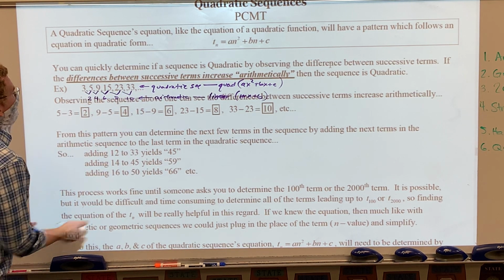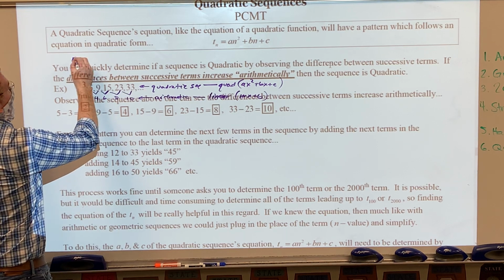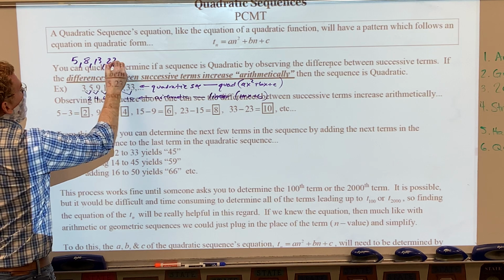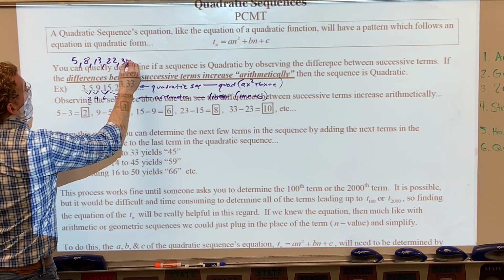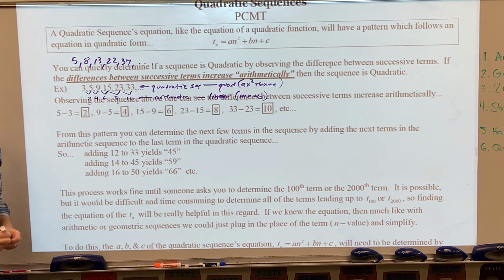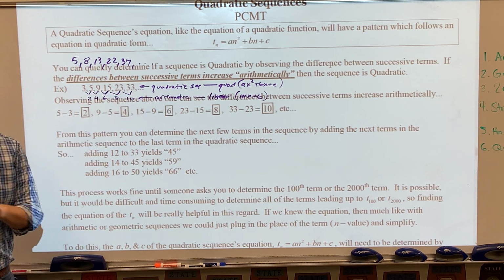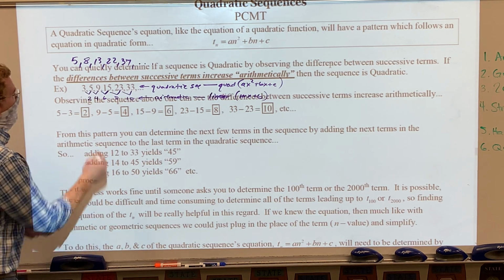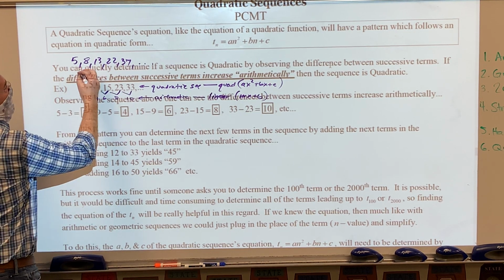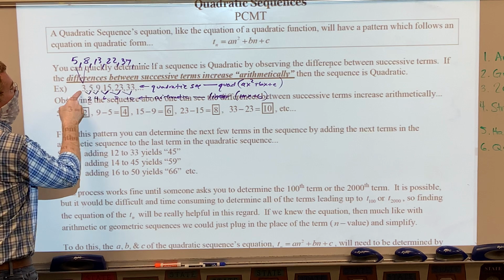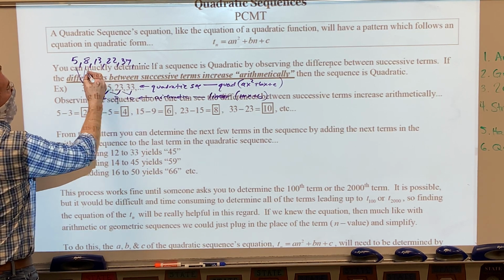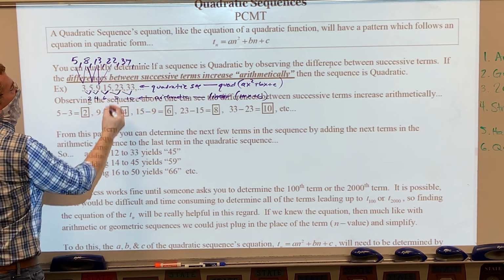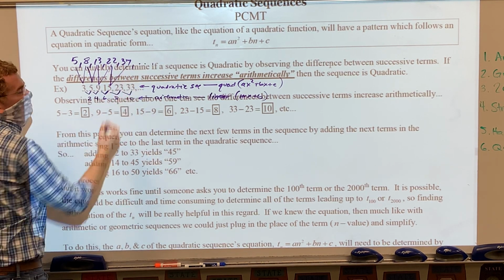So for instance, I might have another sequence that was like 5, 8, 13, 22, 37. So if I were to give you a sequence like this, which we're not going to actually talk about much, we might have like a bonus or something, Steve. You can look right here. The difference between 5 and 8 is what? 3. And between 8 and 13, 5. And between 13 and 22, 9. And 22 and 37, 15.